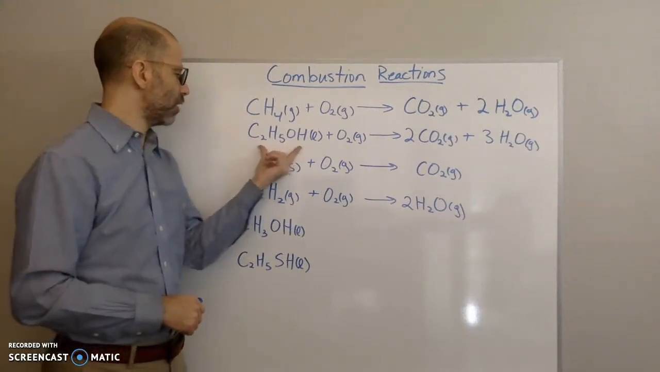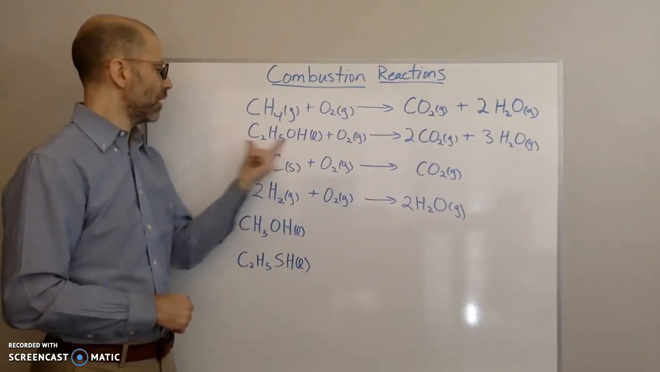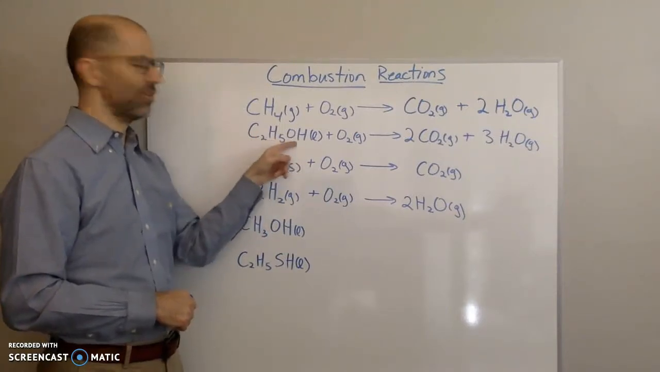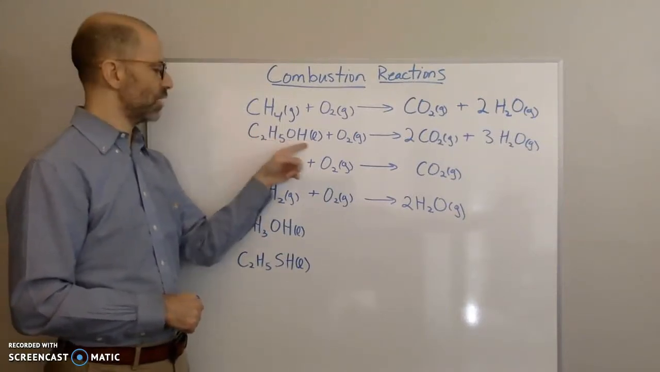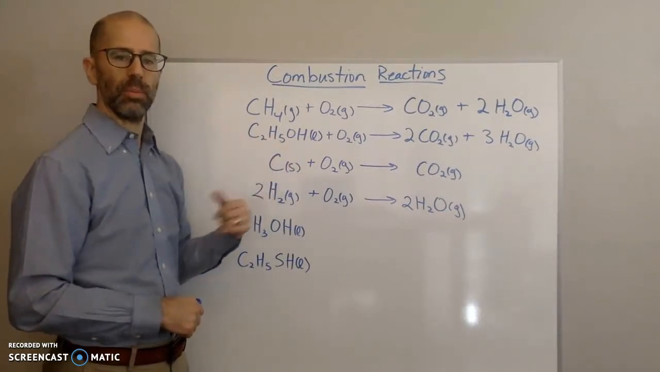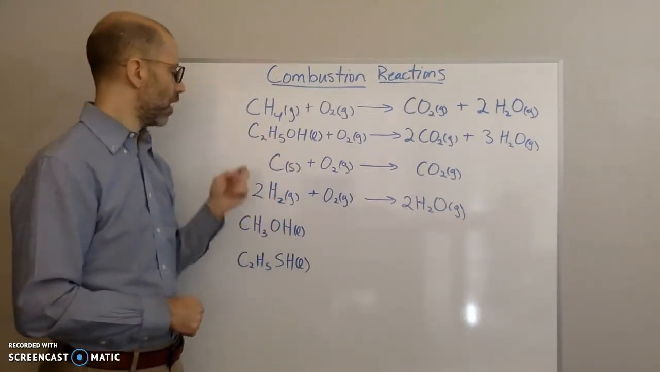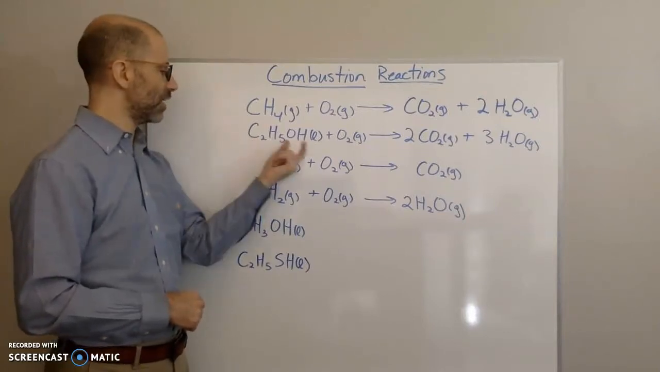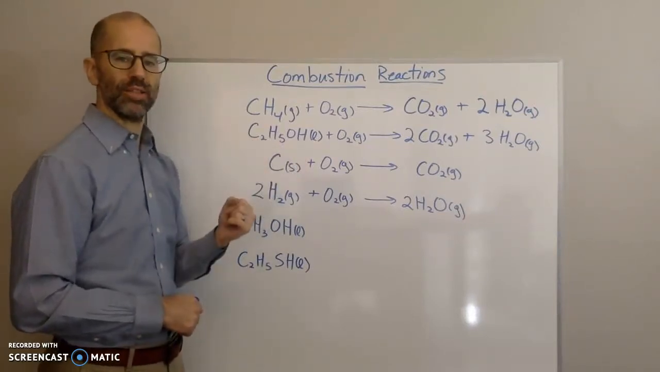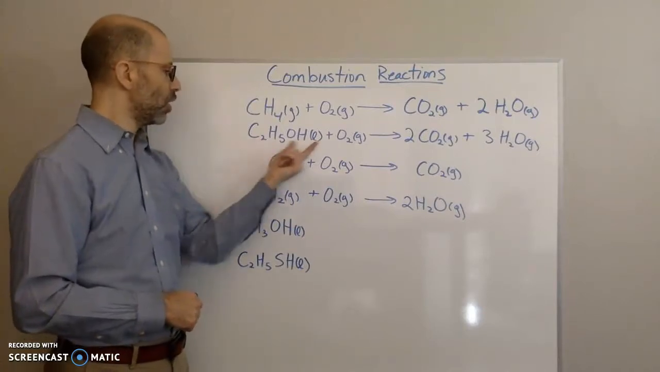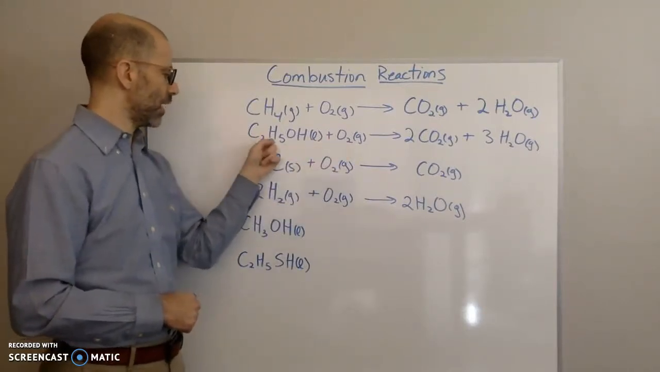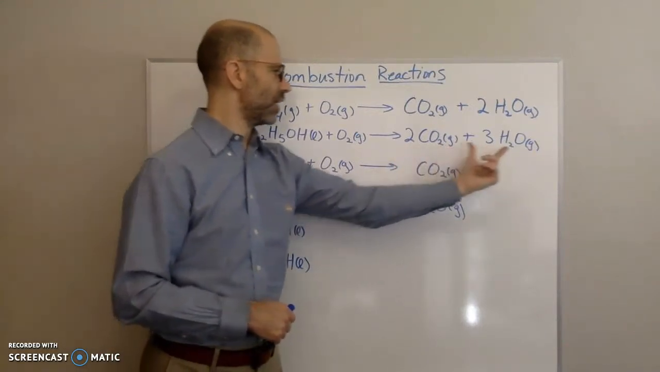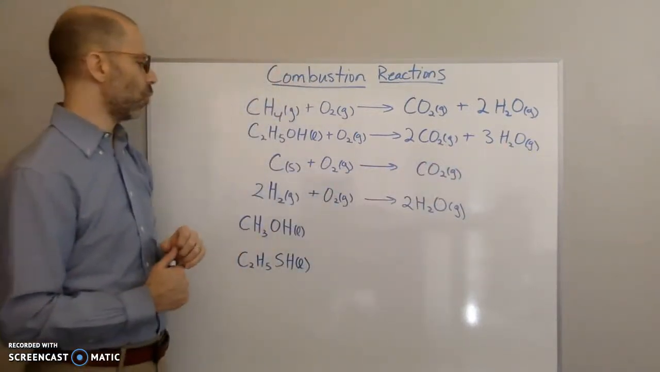So here we have ethanol. Ethanol has carbon, hydrogen, and oxygen in it, and we know that this is an alcohol because it has an OH group. So we call it methanol or ethanol. Eth means you have two carbons, and the OL ending tells you it's an alcohol. So ethanol reacting with oxygen: again, we have carbon and hydrogen. The carbon is going to form carbon dioxide, and the hydrogen is going to form water.